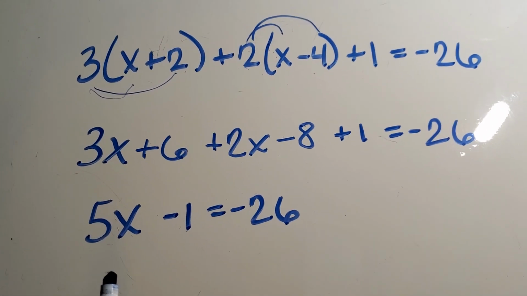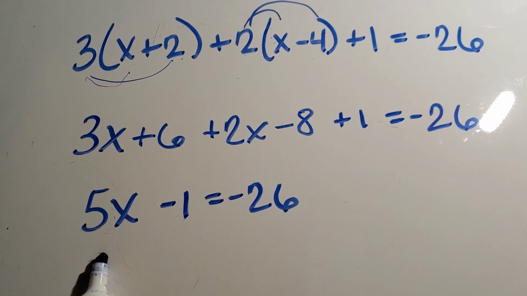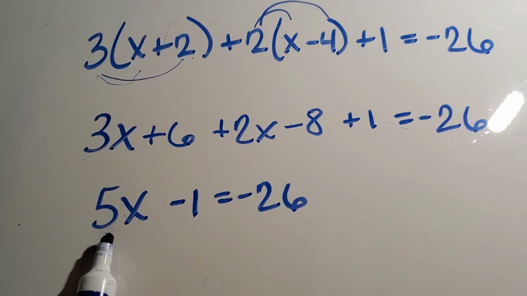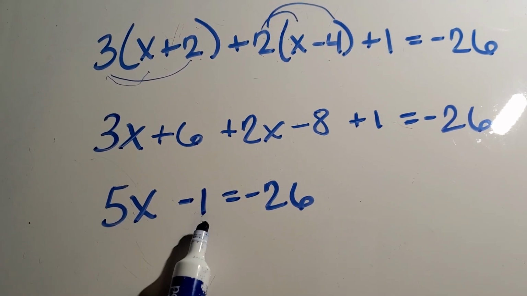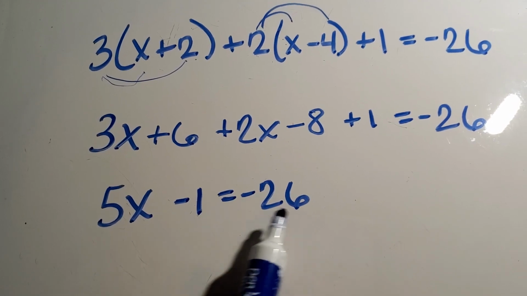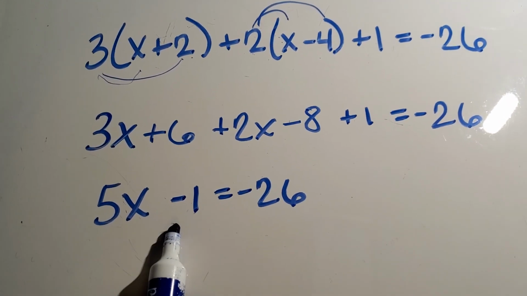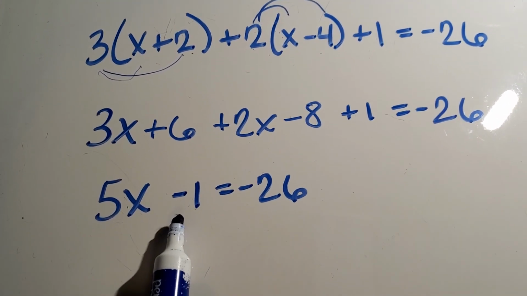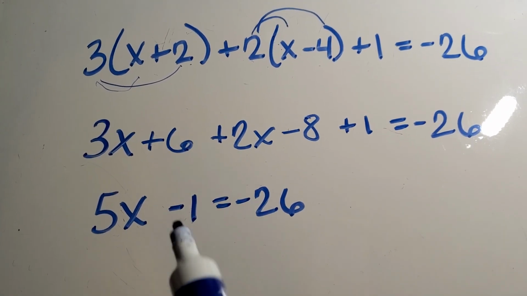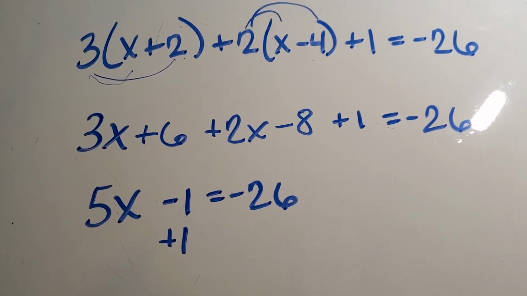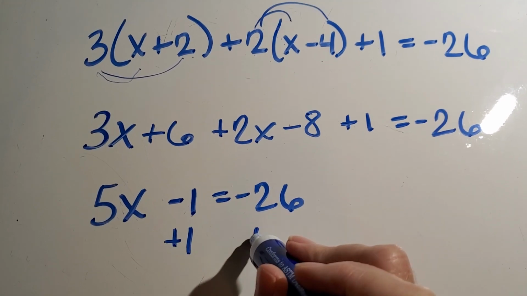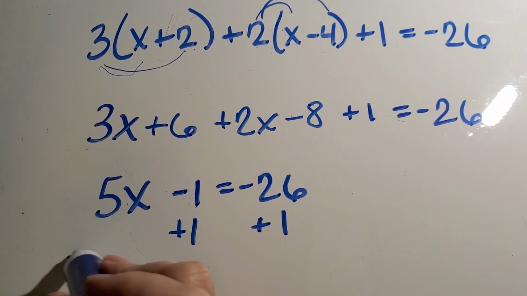The easy way to solve these is to try to get all of your x's on one side and all your numbers on the other side. So now I've got my x's here, but I have just a plain number here, and plain numbers on the other side. So I want to move this over here. The way to get rid of a negative 1 is to add 1. Whatever you do to one side, make sure you also do to the other side of the equation.